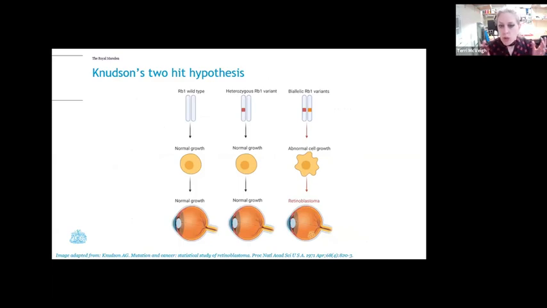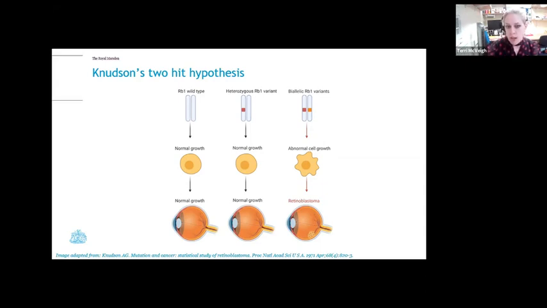So to draw you back to the Knudsen two-hit hypothesis, Alfred Knudsen was this amazing geneticist. Back in 1971, he looked at a group of children with retinoblastoma, and he divided them up into familial and non-familial groups. Obviously the familial cases had a family history of retinoblastoma, and the apparently sporadic cases did not. And he was able to do this amazing mathematical modelling that helped him work out that this retinoblastoma predisposition had to be related to a single gene, so it was a monogenic disorder, but that actually one variant alone was not enough to prompt cancer development.